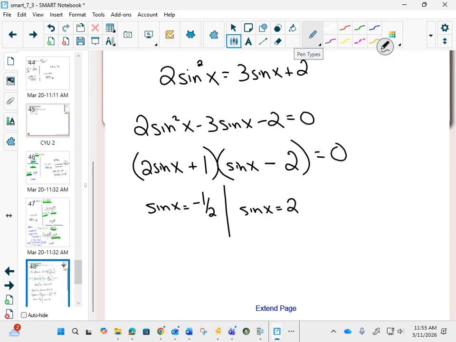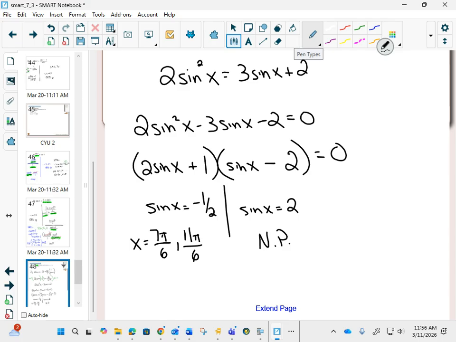Is a half on your pie plate? Yes. What family? Pi over 6 family. Negative, which quadrants? Quadrant 3 and quadrant 4. Is 2 on your pie plate? No. But this is still non-calculator. Why? Bigger than 1? All you have to write is not possible.